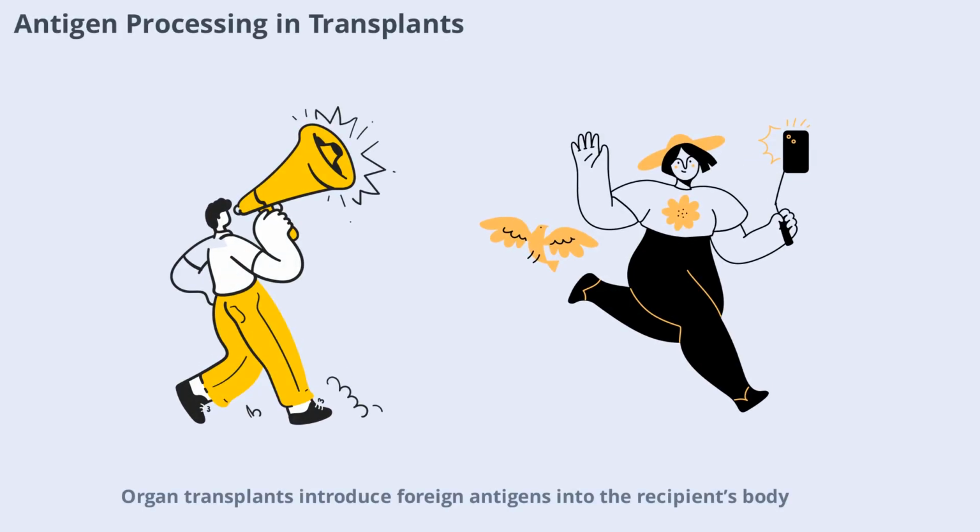Organ transplants introduce foreign antigens into the recipient's body. The immune system recognizes these antigens as non-self, which can lead to rejection of the transplanted organ. Immunosuppressive drugs are used to dampen the immune response and promote tolerance. Advances in understanding antigen processing and presentation have improved transplant outcomes by enabling better matching and management of immune reactions.